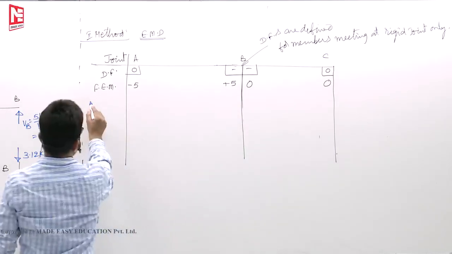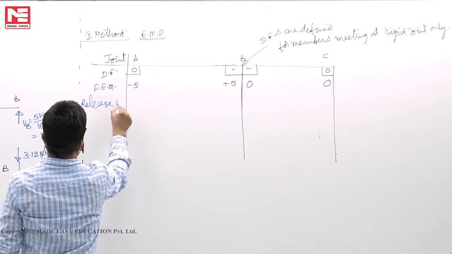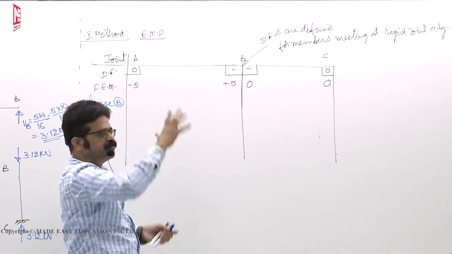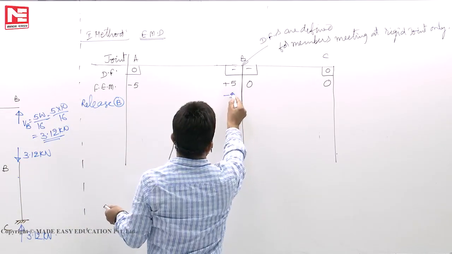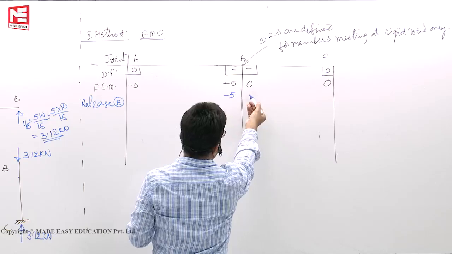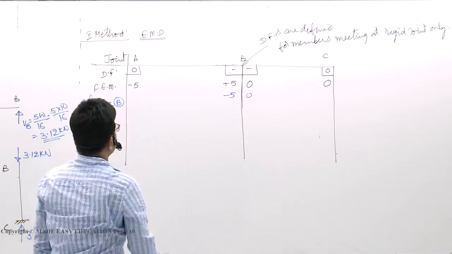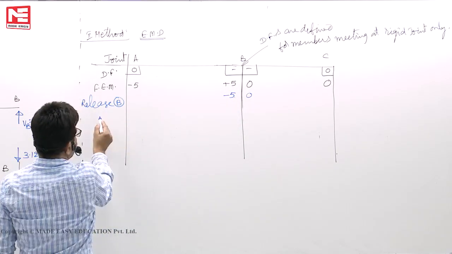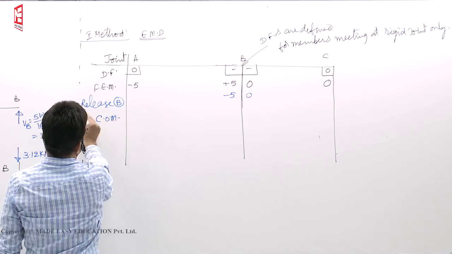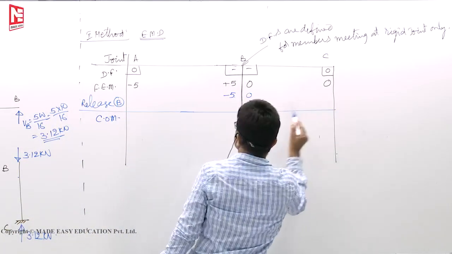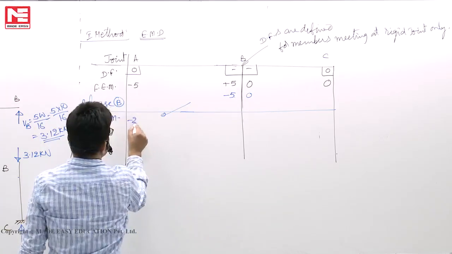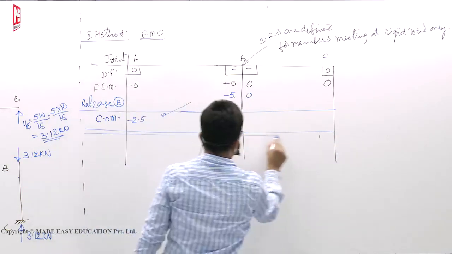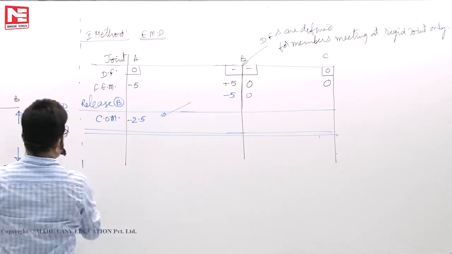So release B. So release B means to fix it plus 5, to release minus 5. Minus 5. Here nothing, no release at all, nothing. So when you apply minus 5, how much is carried over to the far end? Carry over moment. Minus 2.5. That's all. After that, work is also over. Now final end moments.